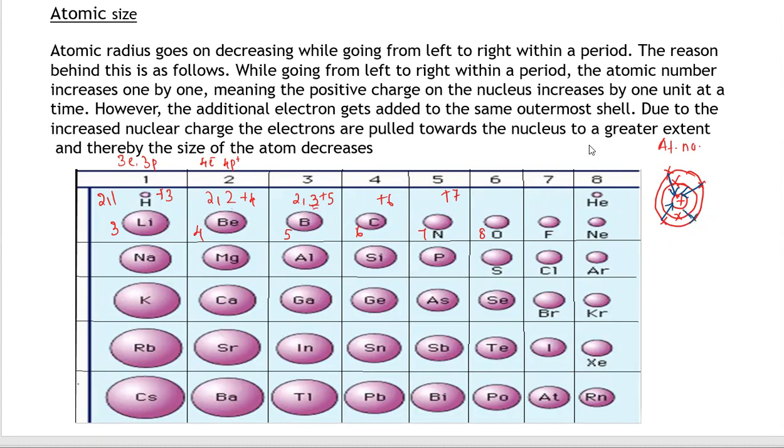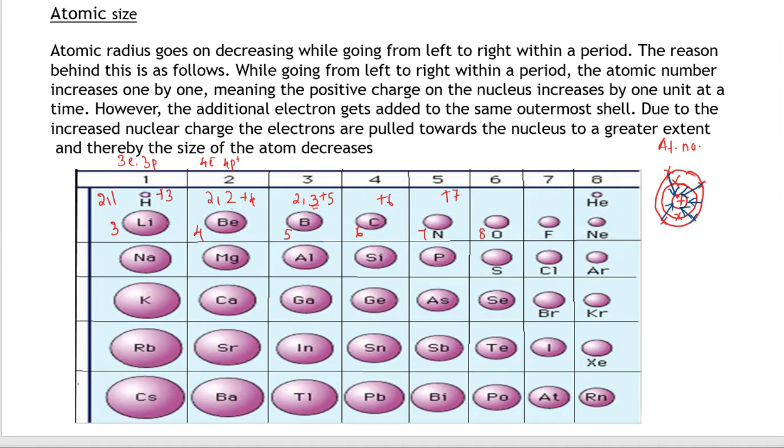If 4 electrons are there, it will again be pulled towards the nucleus. Nuclear charge is increasing and electrons are adding to the same shell. So the nucleus is pulling the electrons towards its center. What will happen as a result? The atom's outermost shell will shrink due to this pull of the nucleus. Due to increased nuclear charge, the electrons are pulled towards the nucleus to a greater extent. What will happen? Size will decrease.